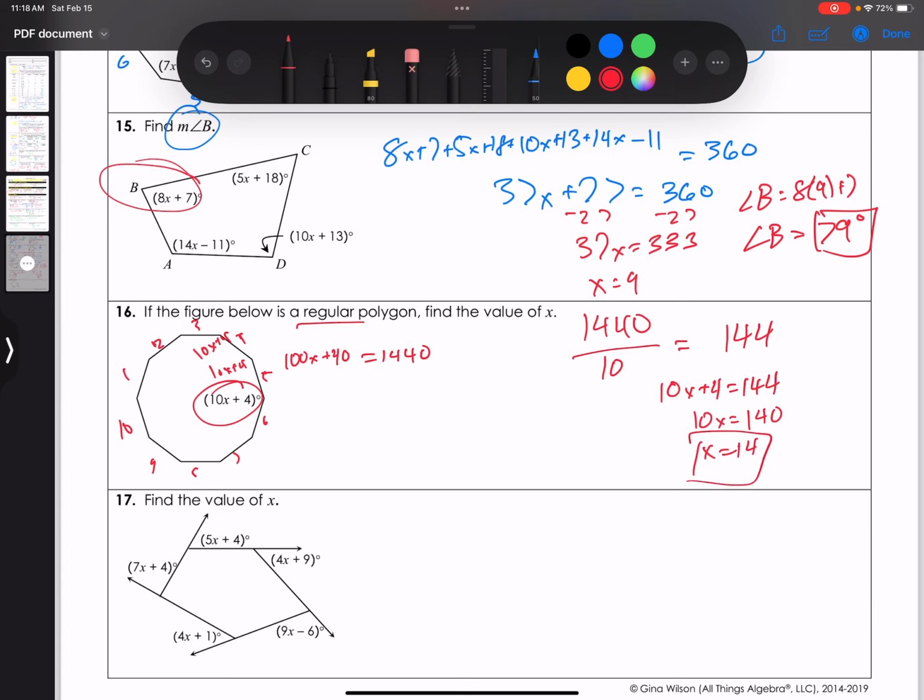And I mean, you could solve this real quick as well. We get 100x is equal to 1400, and then x is equal to 14 again. So it doesn't matter which way you do it. It's just maybe one's more efficient for you than the other. Okay, so that's up to you.